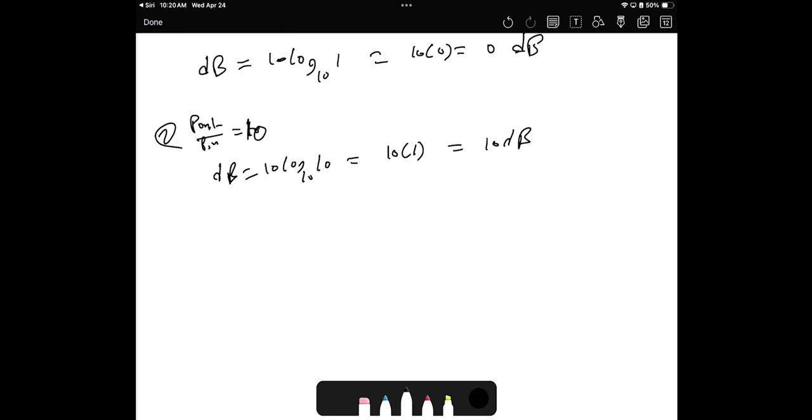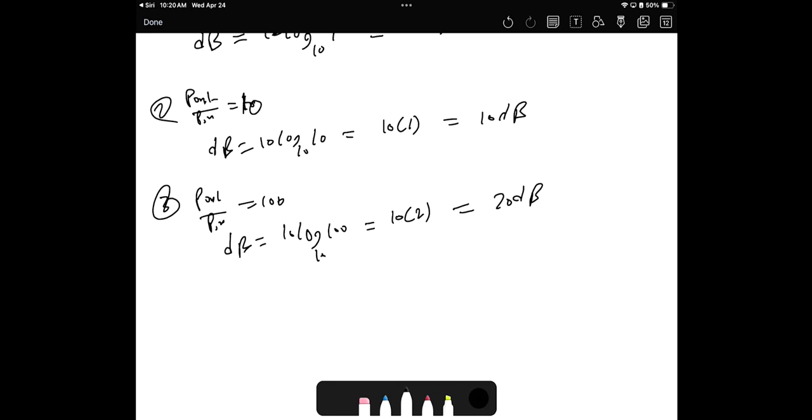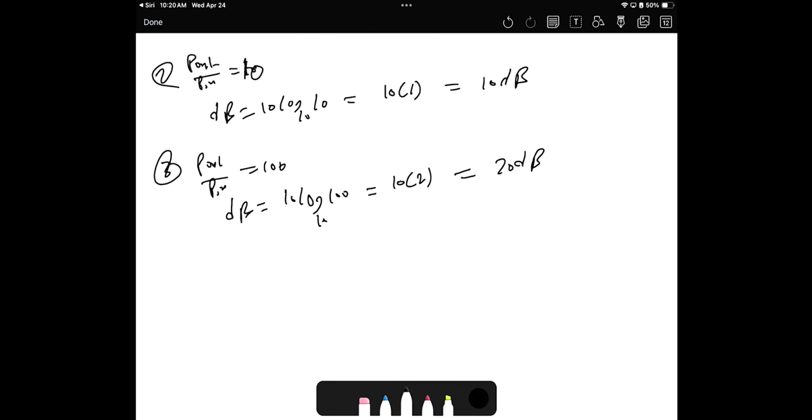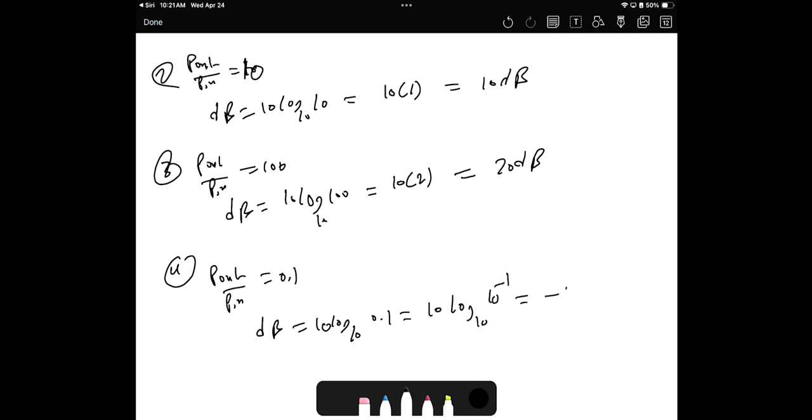Keep going. This is related to the power. If it is related to the voltage, it will be something different. Here we're just talking about power. So you need to be familiar with how to find these. How about P out over P in equals 0.1? So in dB, it will be 10 log base 10 of 0.1, which means 10 log base 10 of 10 power negative 1. This means negative 10 log 10, then it is negative 10 times 1, so the answer will be negative 10 dB. Okay? So if it is negative 10, this means the input is more than the output.